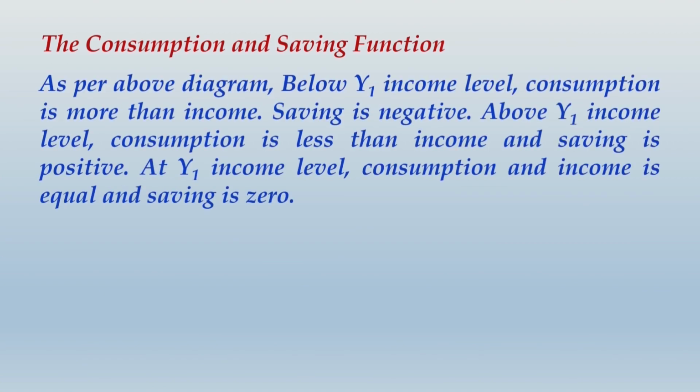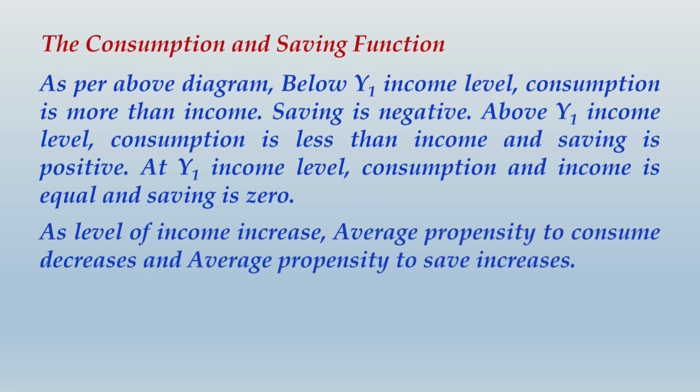And here we go. The consumption and saving function. As per above diagram, below Y1 income level, consumption is more than income, so savings is negative. Above Y1 income level, consumption is less than income and saving is positive. At exactly Y1 income level, consumption and income is equal, and therefore the saving is 0. As the level of income increases, average propensity to consume decreases and average propensity to save increases.